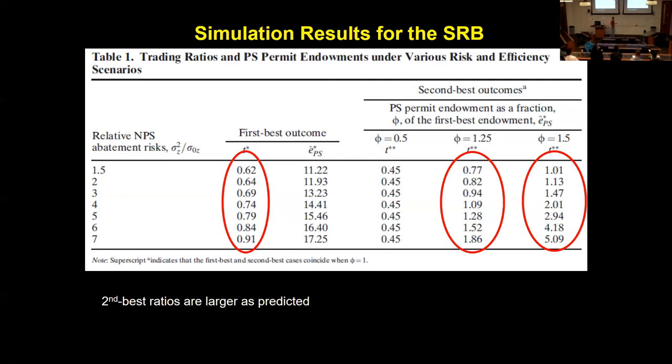And I'll just show you some numerical results here for the Susquehanna. So this is for a baseline case here, for the first best outcome, where I said that the risk ratio here is set at 2. The trade ratios, this is different levels of risk. So we go from 1.52, this was our baseline that I was showing you graphs for before, and we go clear up to 7. You can see in all these cases, the first best trading ratio is less than 1, which means that non-point abatement is risk reducing at the margin.